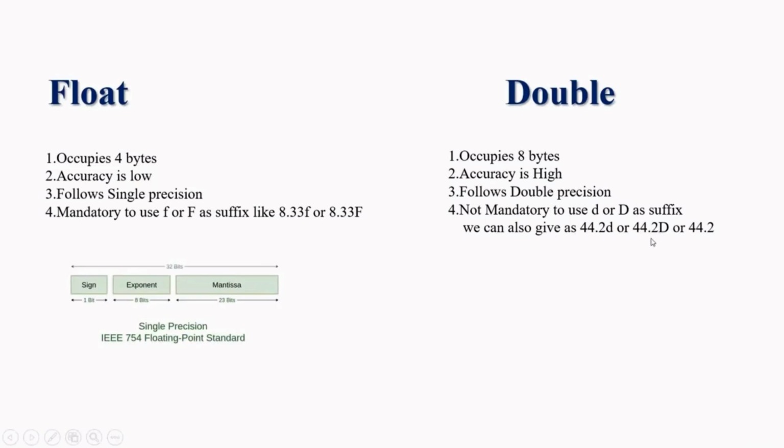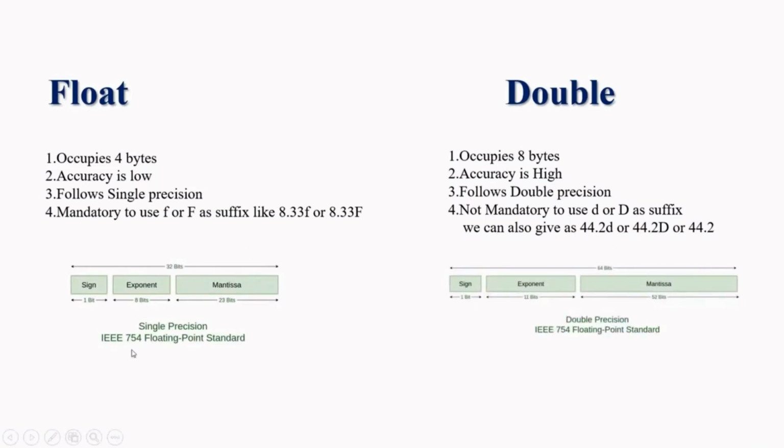Let's see what single precision and double precision are. Float follows the IEEE 754 floating point standard, which is single precision. IEEE 754 is used for representing floating point numbers. It defines the format for 32-bit and 64-bit memory. It specifies how the bits are allocated. See here, there are sign, exponent, and mantissa. This is nothing but significand. These are the components of the IEEE 754 floating point format.